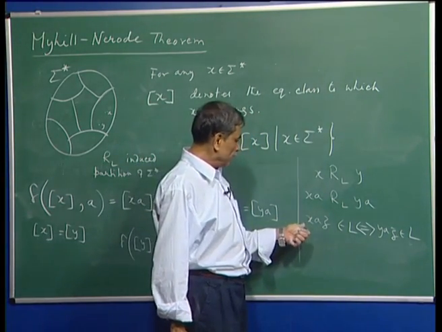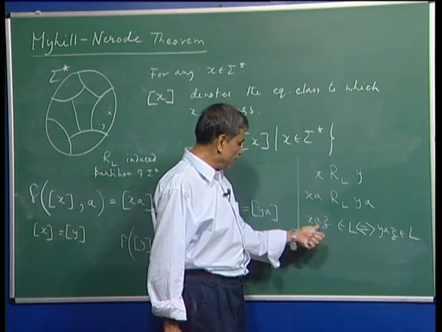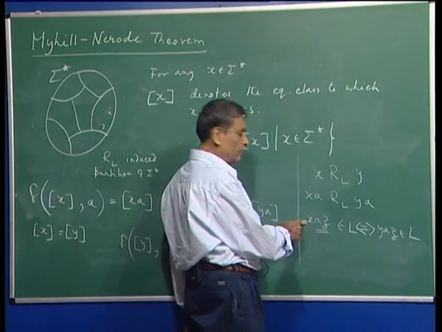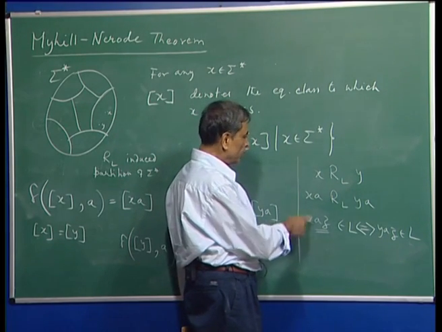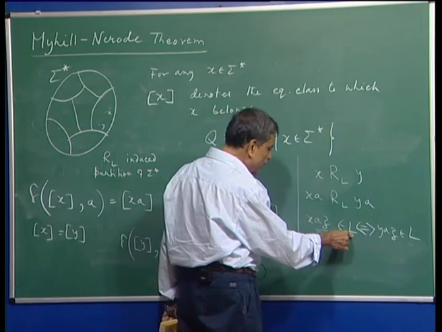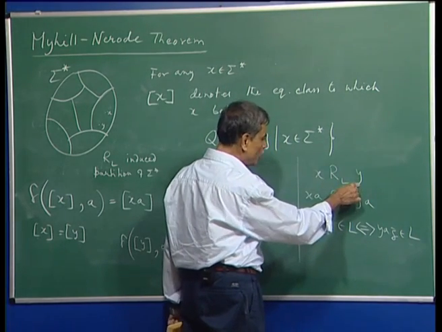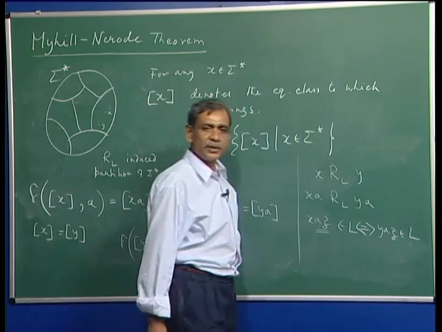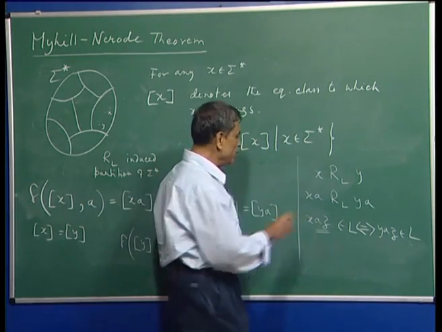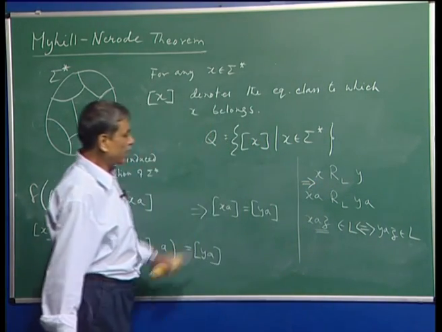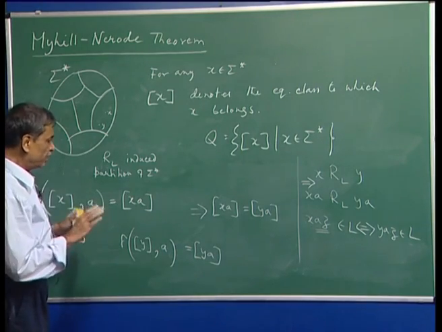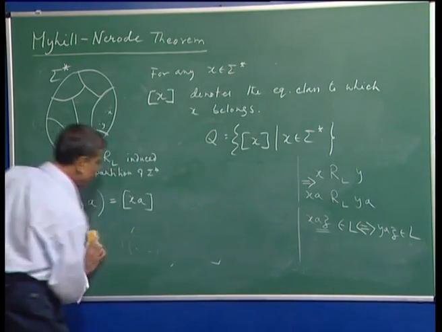Now, remember, xaz in the language. Consider az as the entire string which you are concatenating to x. Since x and y are related, x with this string appended, if that is in L, since x is related to y, then yaz also will be in the language and vice versa. So therefore, it is indeed the case that x RL y implies xa RL ya, and therefore this definition is well defined, right. So we have done that.